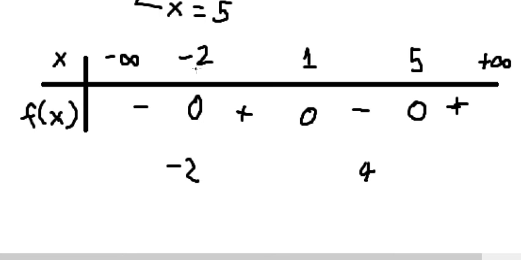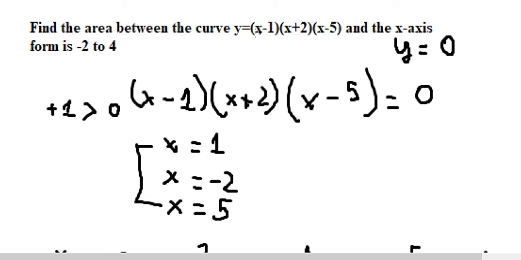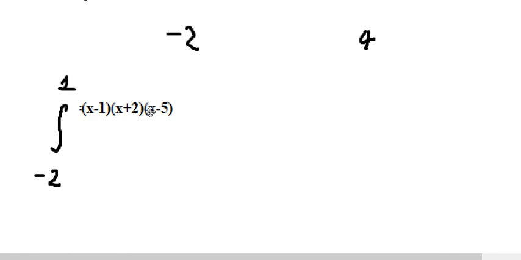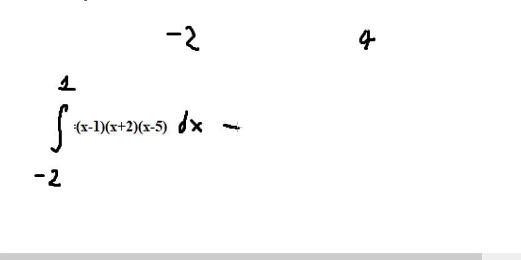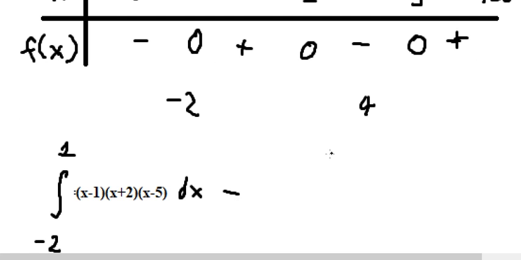So from negative 2 to positive 1, y is positive. From 1 to 4, it is negative. In this situation, we put the integration from negative 2 to positive 1, and we put the function in here. From 1 to 4, we put the negative sign here, because negative with negative gives positive.